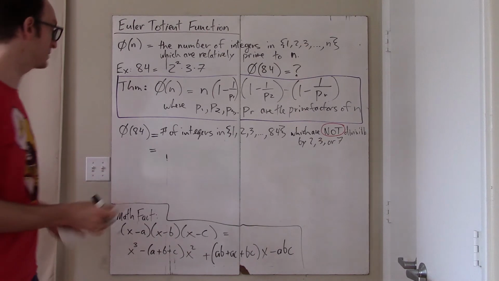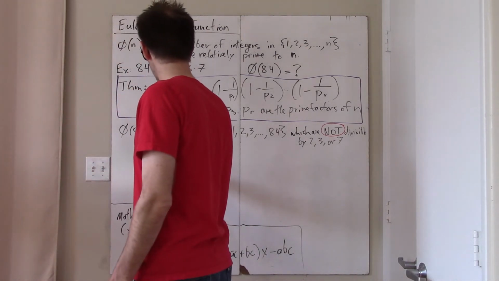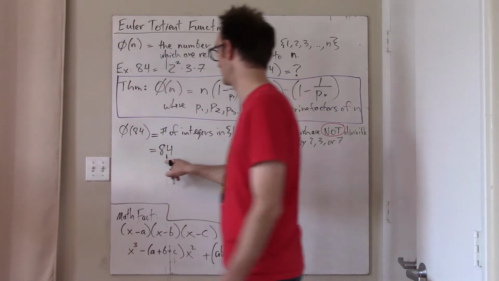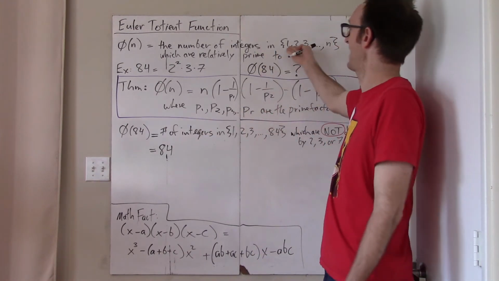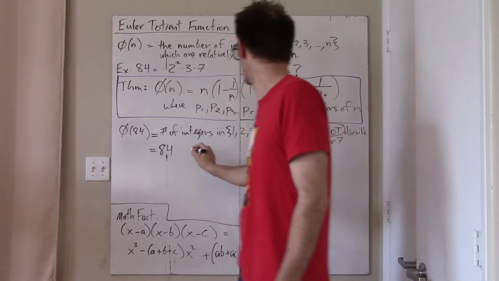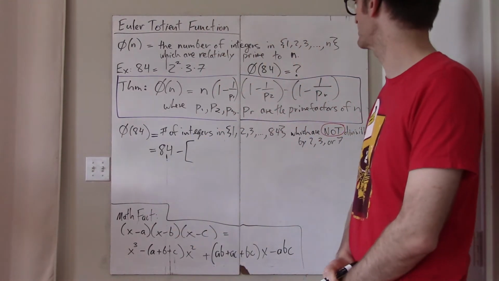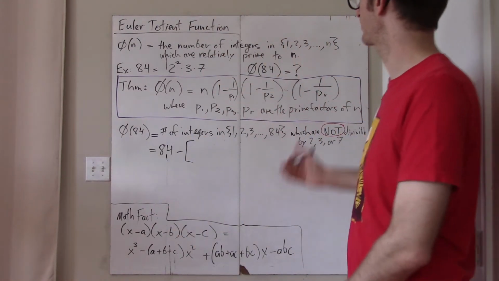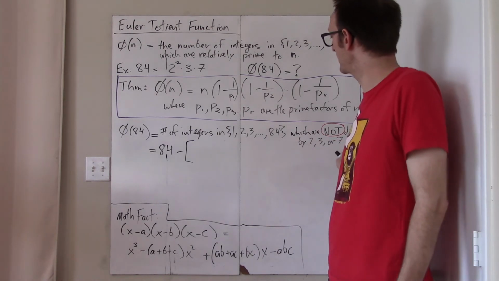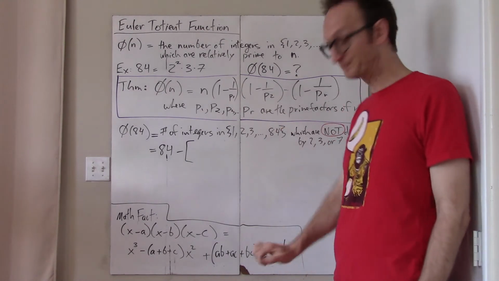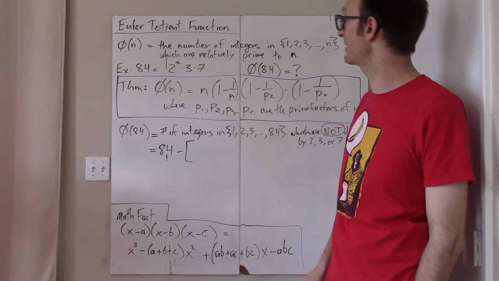Okay, and so what I'm going to do is take 84, which is the size of the set of all the numbers 1 to 84, of course, and I will subtract all the numbers which are divisible by 2, 3, or 7. If I subtract all the numbers which are divisible by 2, 3, or 7, then I'll get the numbers that are not divisible by 2, 3, or 7. Okay, well, how many numbers are divisible by 2, 3, or 7?